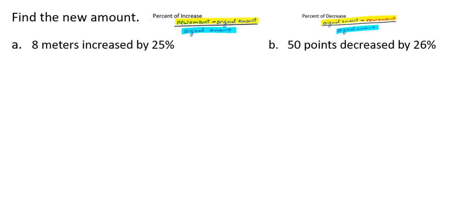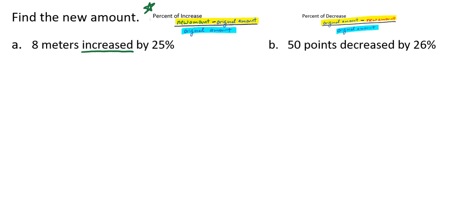In this video, we're going to be using percent of increase and percent of decrease to find new amounts. So in this first example, we have 8 meters is increased by 25%. So here, it's telling us that it's going to be increasing. So we're going to use our percent of increase formula.